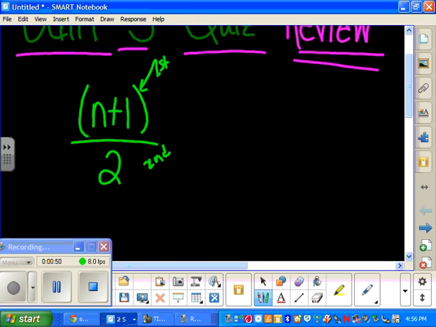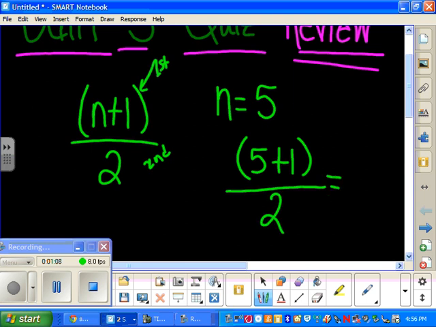So if I'm going to find the fifth term in this equation, that means that n would equal 5. So all I need to do is plug 5 into my n. So I would have 5 plus 1 divided by 2, which would be 6 divided by 2, which is 3. So remember, your term is your n. Whatever they tell you the term is, that's going to be your n and what you're going to plug in for n. All right, let's look at another problem.